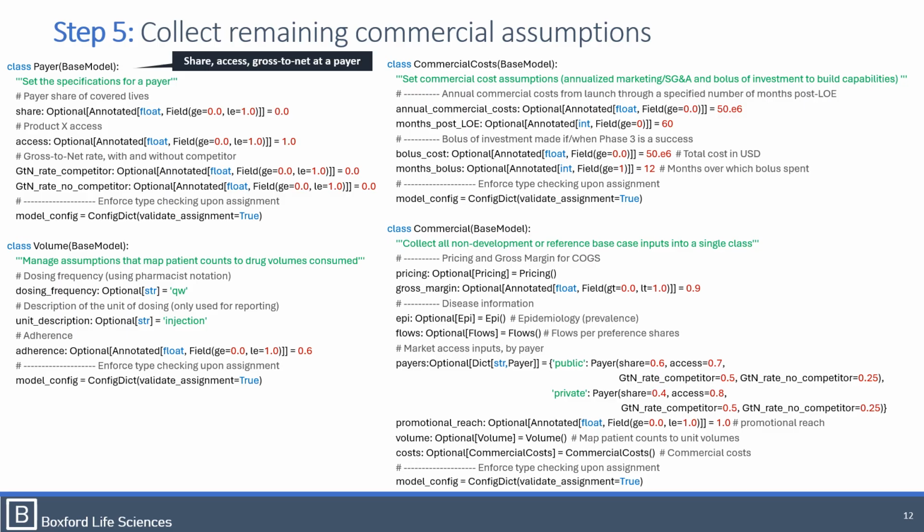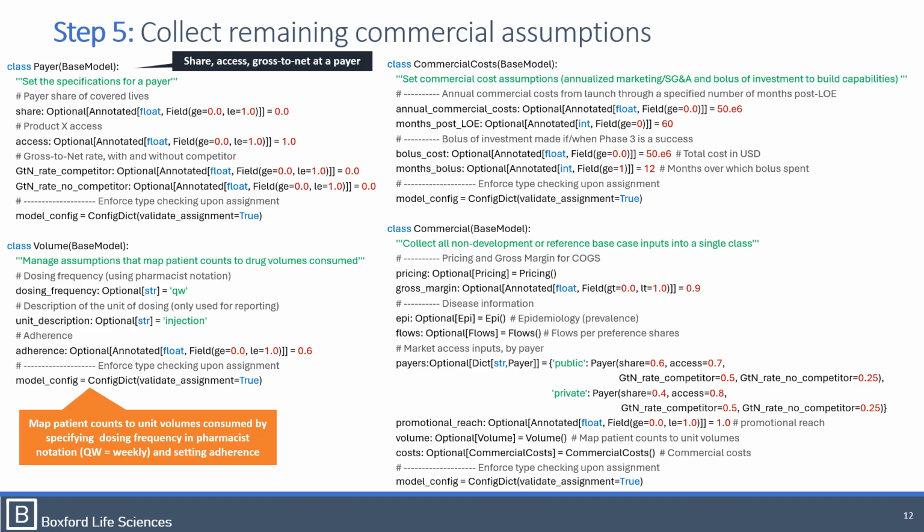We could change by time. Here we just keep a static value. This is a haircut that's applied to peak preference share for things like out-of-pocket expense or payer restrictions. And then we have gross to net rate, which is going to be, again, 2 values, one without a competitor and one with.